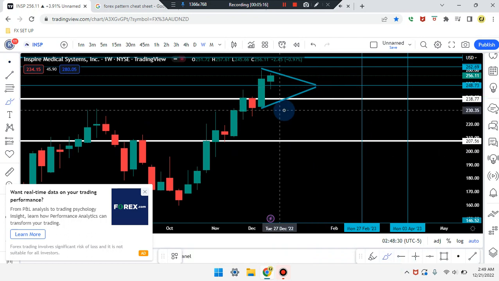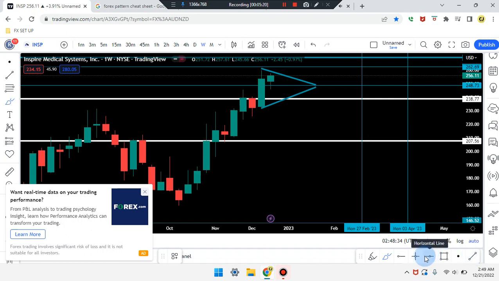As we walk down the time frame, we already have a midpoint there. We're going to thicken up that line, make a thicker line for our midpoint.